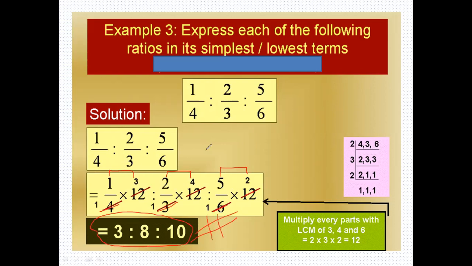Okay? Remember, from a fraction into a whole number, how did we do it? Find the LCM of the three denominators. Okay? Understand? All right. Let's try if you get it.